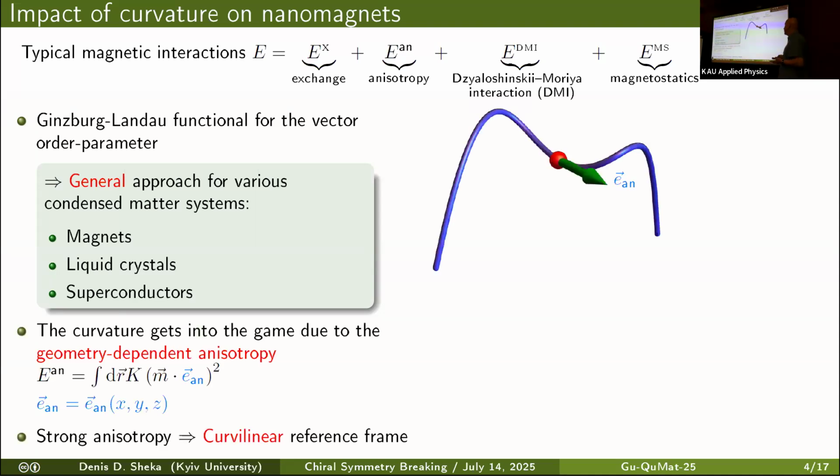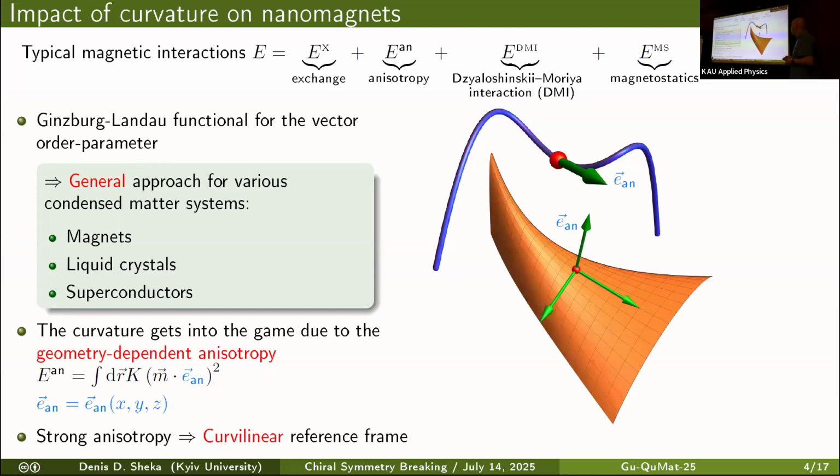But how does the curvature get into the game? It appears due to the geometry-dependent anisotropy. So the anisotropy direction follows the geometry. For example, if we speak about a curved wire, typically the anisotropy follows the wire, so it has a tangential direction. If we consider a curved film, the anisotropy is typically determined by the normal direction to the surface.